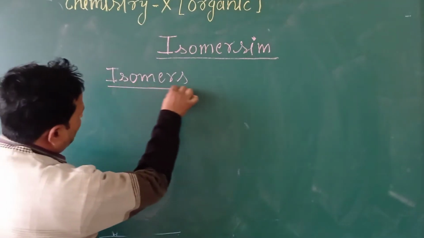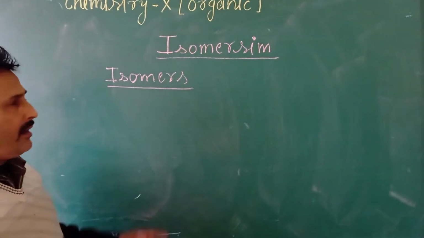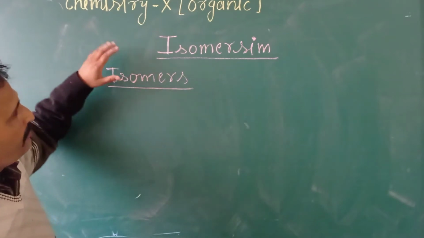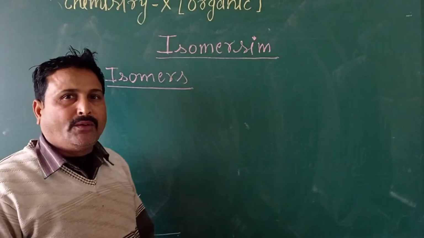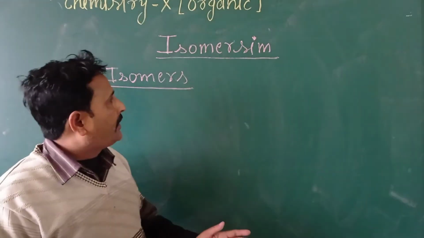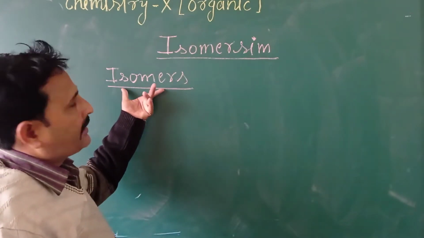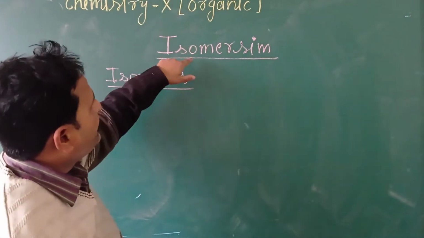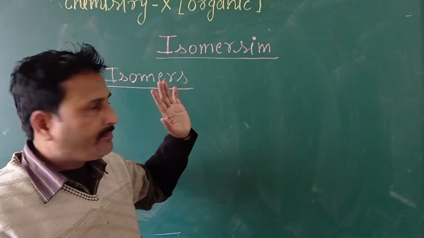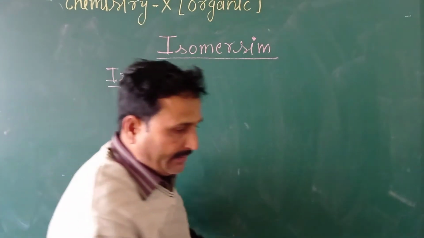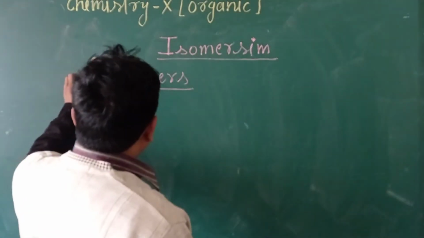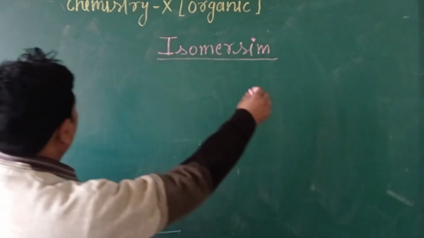First, what are isomers? A compound or many compounds having the same molecular formula and different structural formulas are called isomers, and this phenomenon is called isomerism. See what I say: compounds having the same molecular formula.